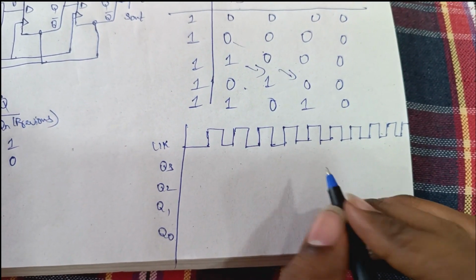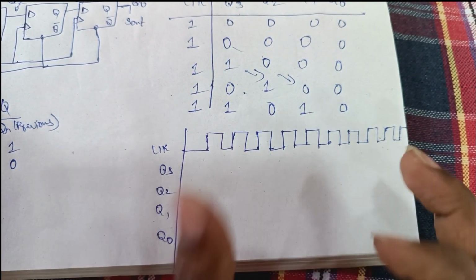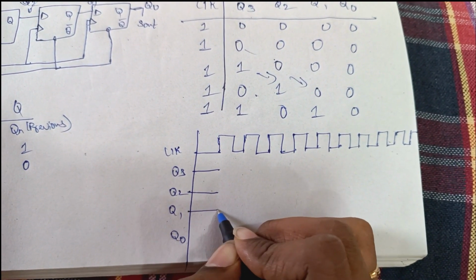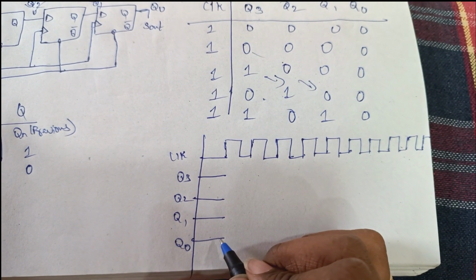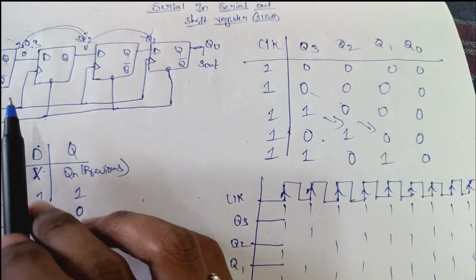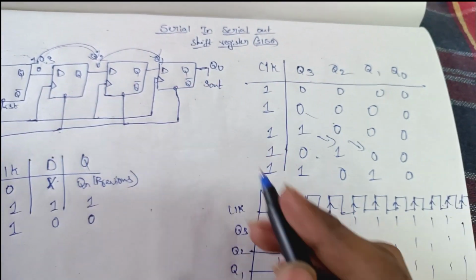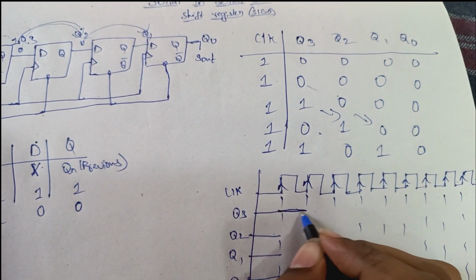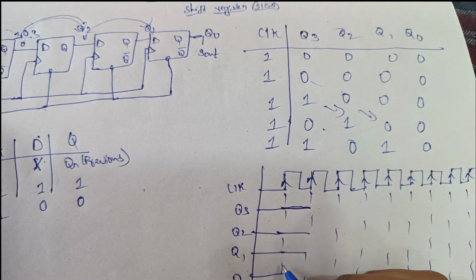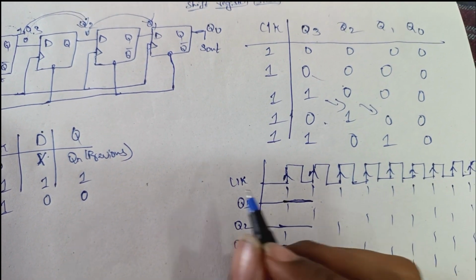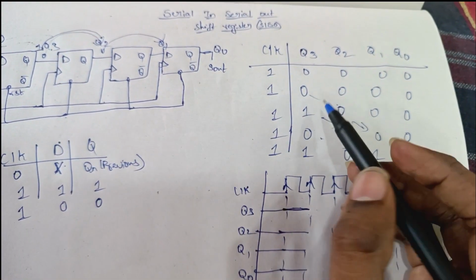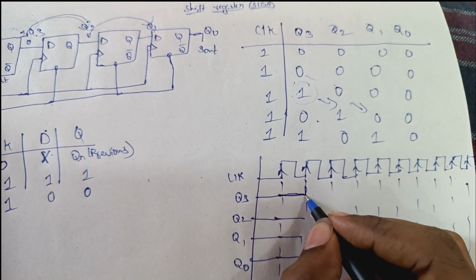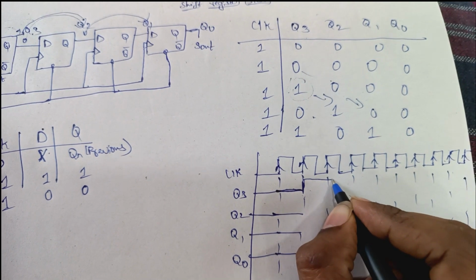Here you can see that I am considering a few clock cycles. Initially, all the bits are 0. Here initially Q3 is 0, right? So for the next clock cycle it will continue to be 0, and likewise for the remaining states. Now next, Q3 will be 1, so it will be 1 and continue until the next state.